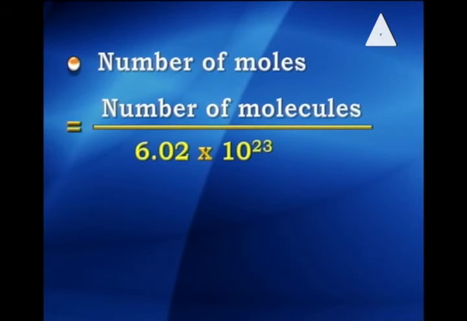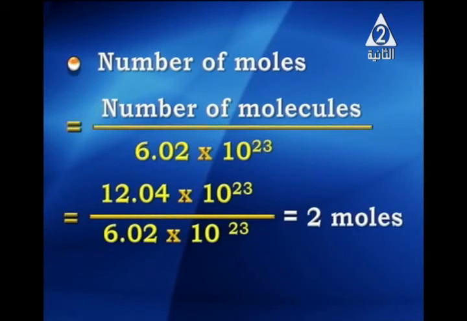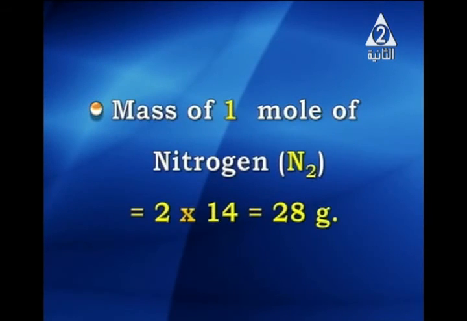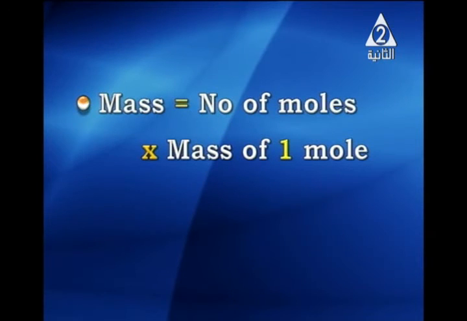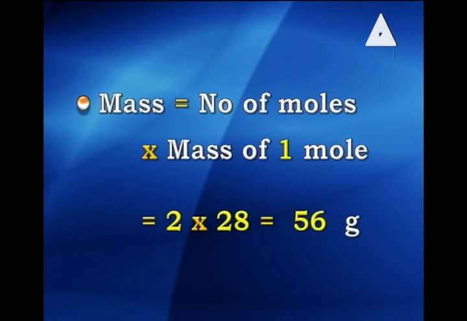Number of moles equals number of molecules over 6.02 times 10 to the power 23. Then 12.04 times 10 to the power 23 over 6.02 times 10 to the power 23 gives 2 moles. Here the molar mass of nitrogen N2 equals 2 times 14 equals 28 gram. Then mass equals number of moles times the molar mass, so 2 times 28 gives 56 gram.